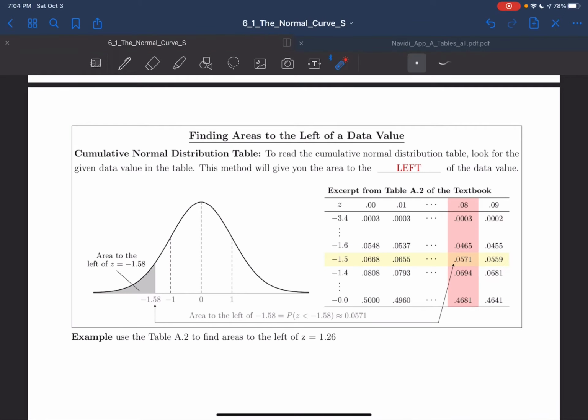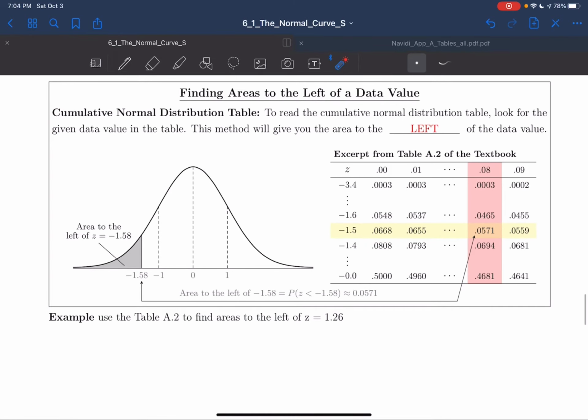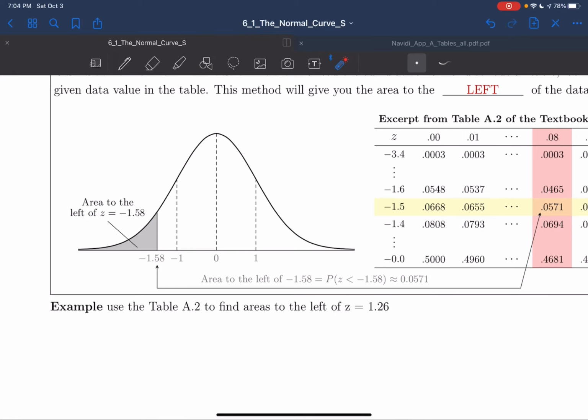So how do I find the area to the left of data values? Let's consider this standard normal distribution. And we know this is a standard normal distribution because it has a mean of 0 and a standard deviation of 1.